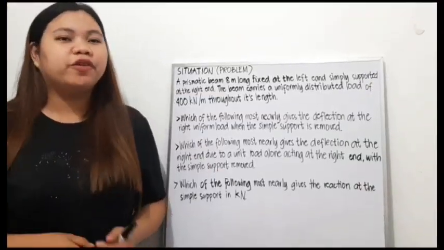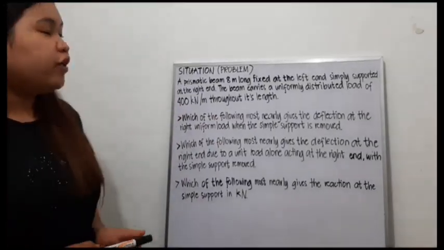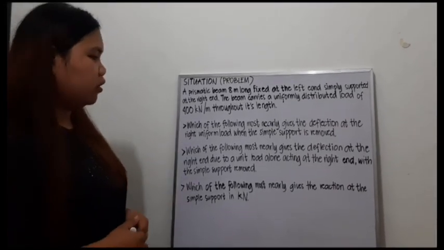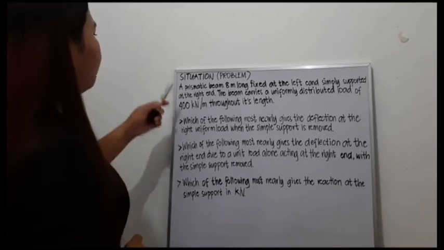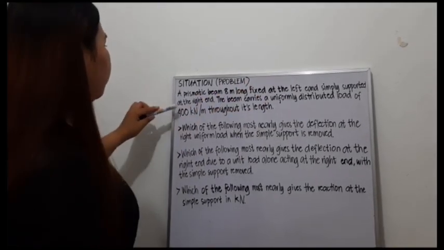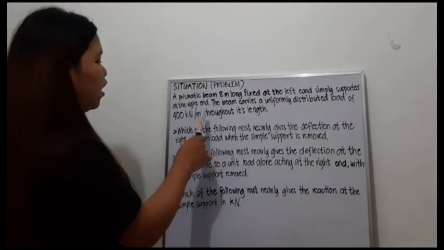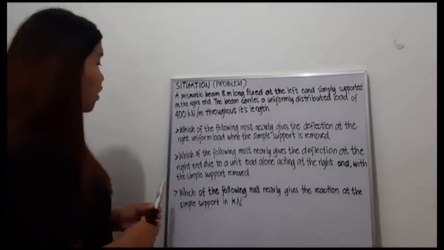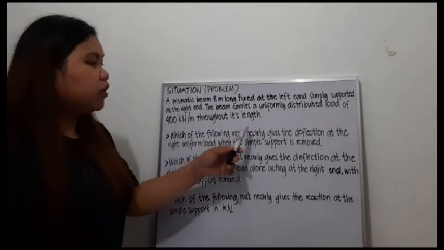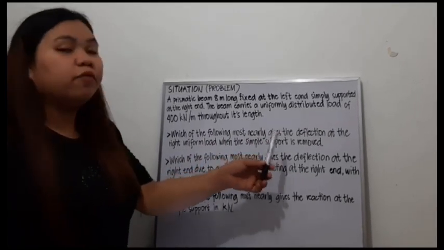So hello everyone, for today's video, we're going to answer some problems in this situation. So for that, we're going to read first the situation and read some questions that are required to answer. So, a prismatic beam 8 m long is fixed at the left and simply supported at the right end. The beam carries a uniformly distributed load of 400 kN/m throughout its length. And the first question is which of the following most nearly gives the deflection at the right end due to the uniform load when the simple support is removed.